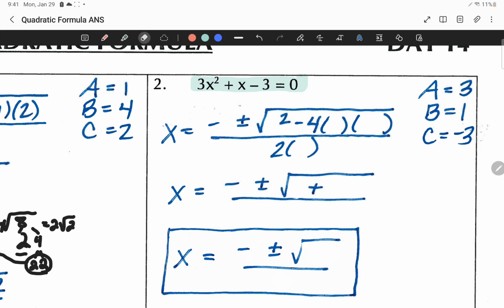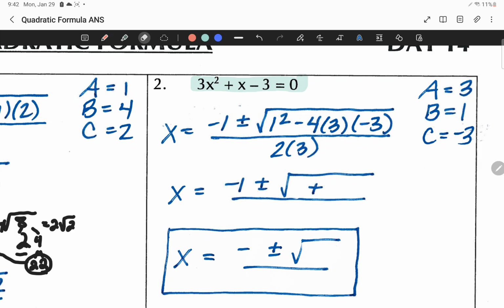Let's start with B. B is going to put a 1 right here and a 1 right here. Now let's do A. A goes right next to the 4 and also on the bottom. And then C is going to be right next to A right there. So I already plugged everything in. Now we start simplifying things on the outside and inside.